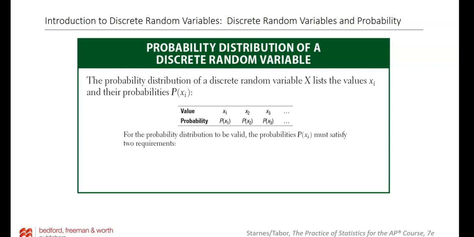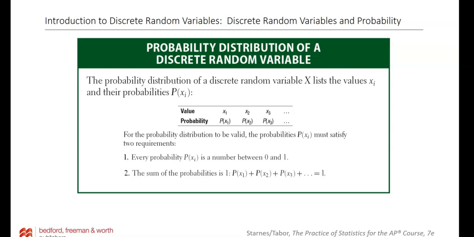So for the probability distribution to be valid, similar to what we talked about with valid probabilities in general, every probability has to be between 0 and 1, and the sum has to add up to 1. So very similar to what we've had before.